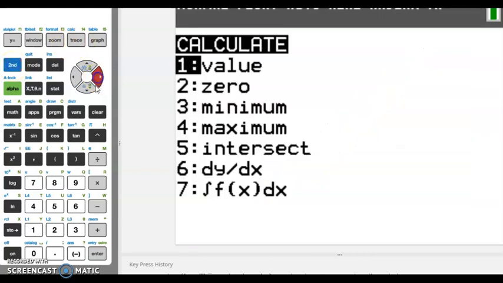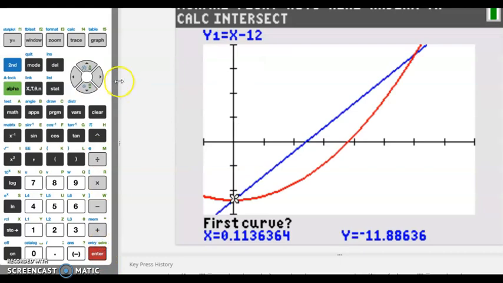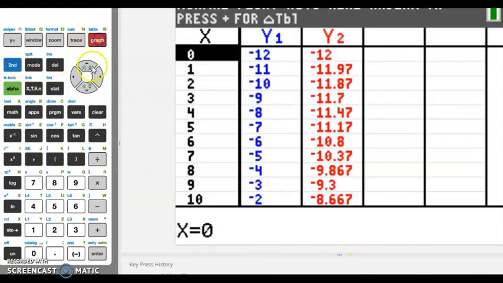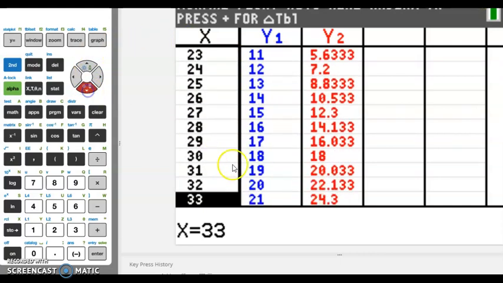Second function, calc again. Go down to intersection point. And go all the way up, which is going to the right. Enter for the second time, enter for the third time, it's 30 and 18. And you can see that in the table, 0 and negative 12 there, right? And scroll down to 30 and 18. Both right. So y1 is the first, y2 is the second, and they are equal.